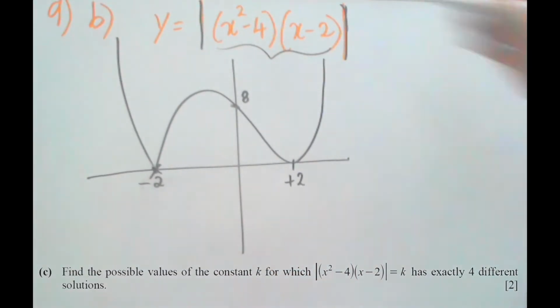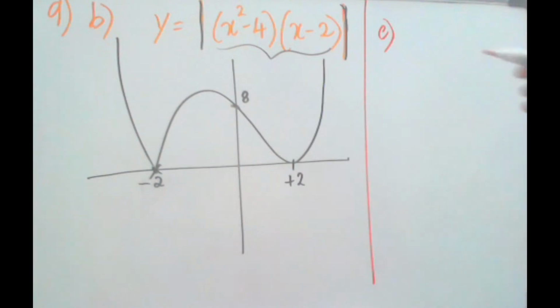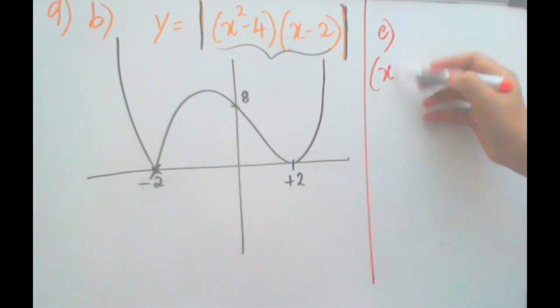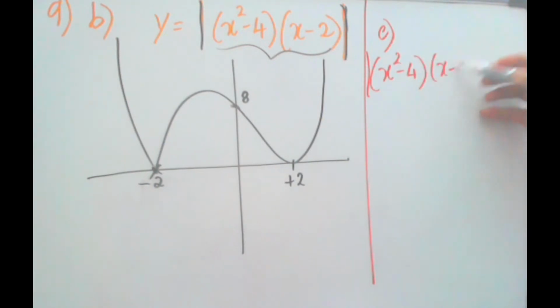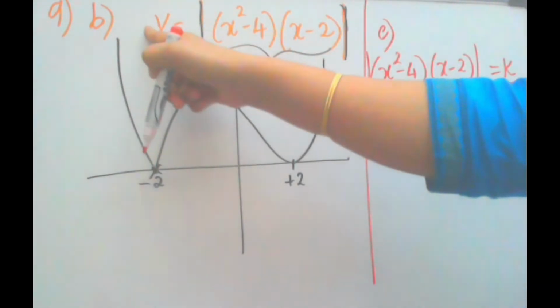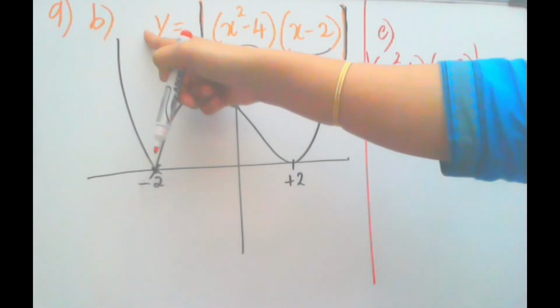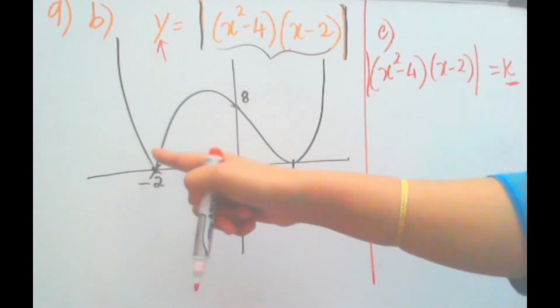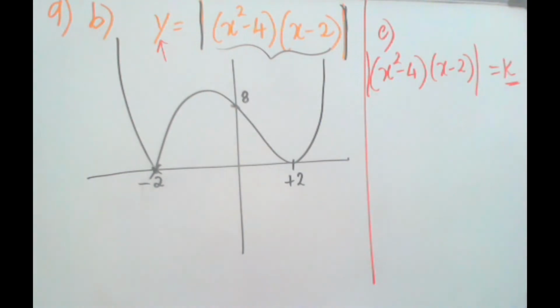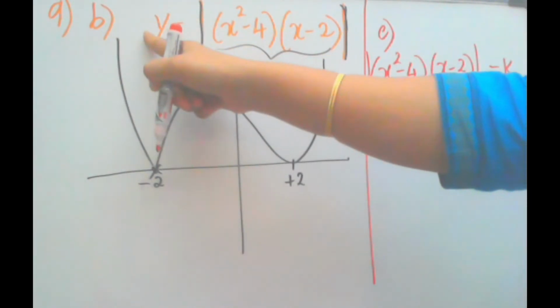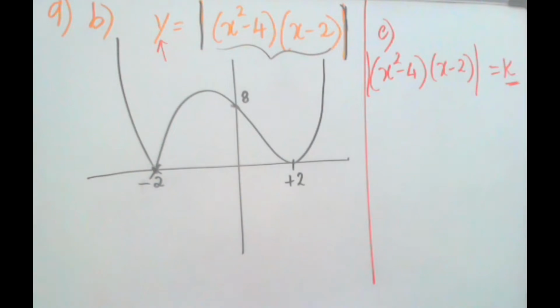Now part C says find the value of the constant k for which this modulus x square minus 4 into x minus 2, that means this y value equal to that k value, has exactly 4 different solutions. Let us interpret the question in a simpler way. We have to find that value of y such that there are 4 different x values for that. Exact solutions means x values. So find that value of y for which there are 4 different x values.